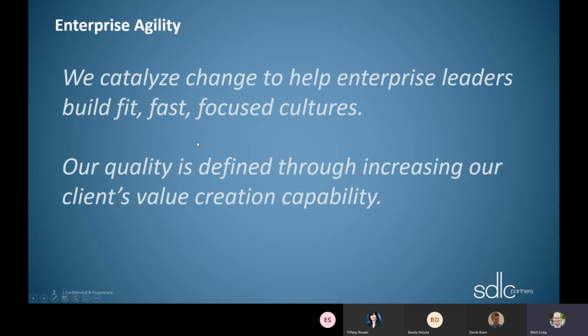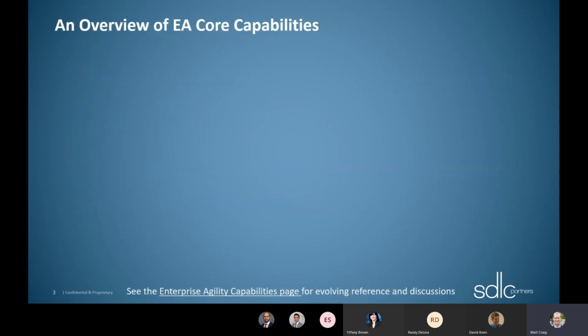So firstly, our overall purpose for Enterprise Agility at SDLC. Our goal is to catalyze change to help enterprise leaders build fit, fast, focused cultures, right? So we're focused on empowering leaders to really make a difference within their organizations. And to understand if we're doing a quality job, we continually look for whether we can collaborate and engage with our clients to show that their ability to create value has improved. So that's our mission. And then how do we go about doing that?